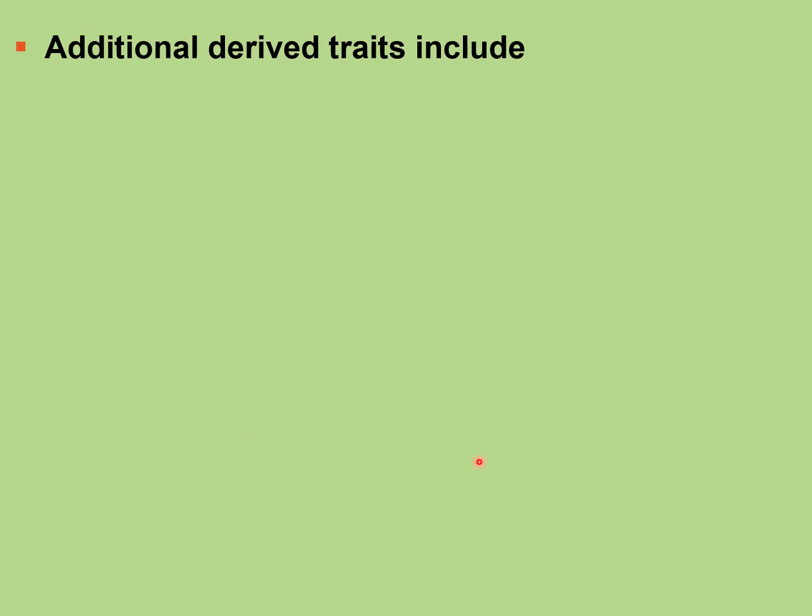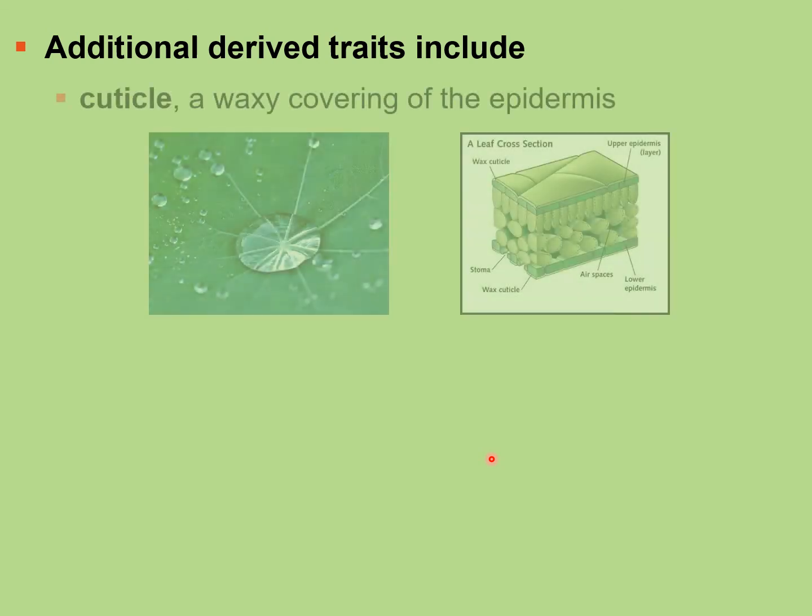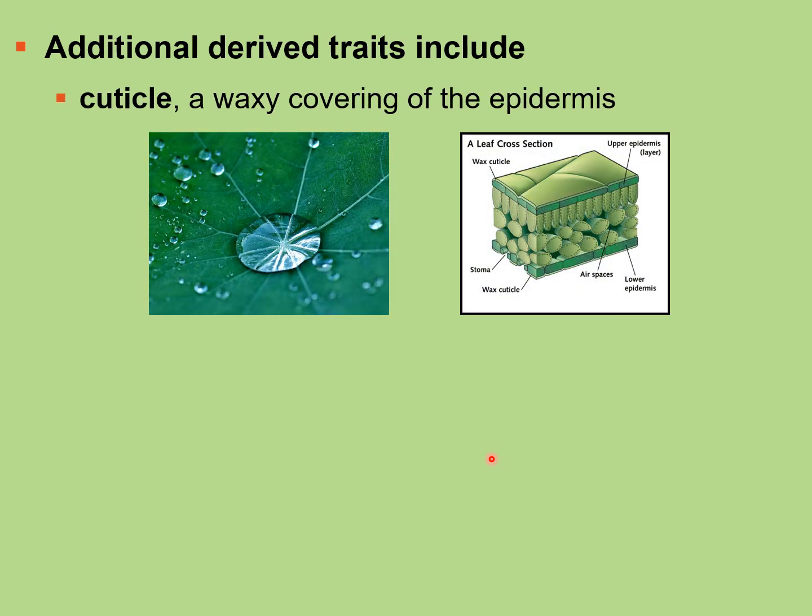So let's talk about some additional derived traits. Now, these are not the 5 key traits in all plants. Some plants have these additional traits, however, other plants do not. One of them is a cuticle. The cuticle is the waxy covering of the epidermis often found in leaves. And this, again, protects it from desiccation or drying out.